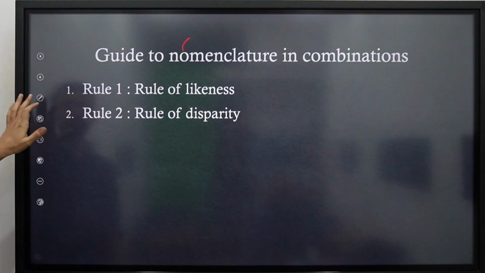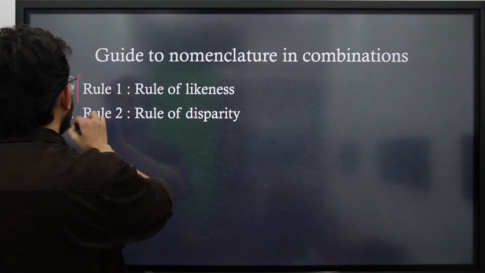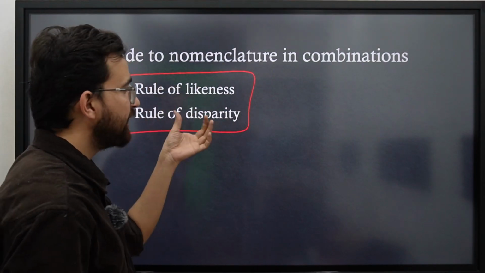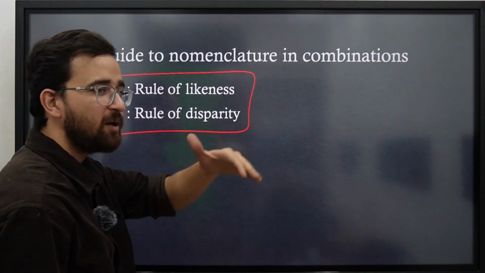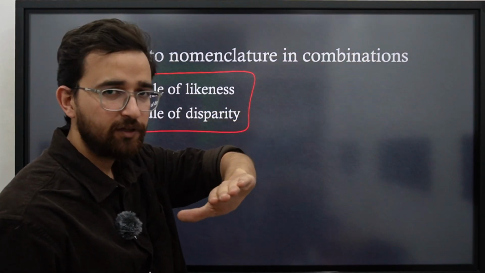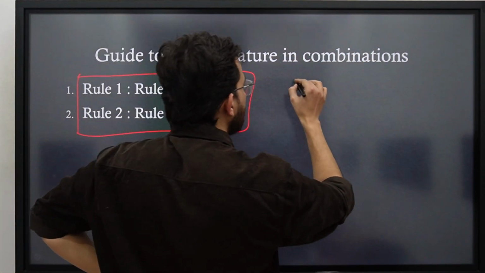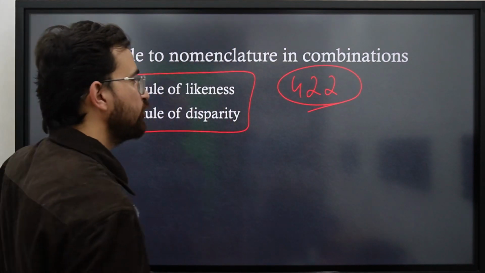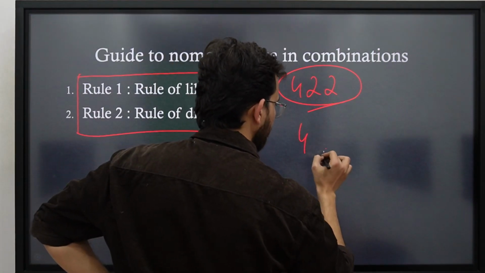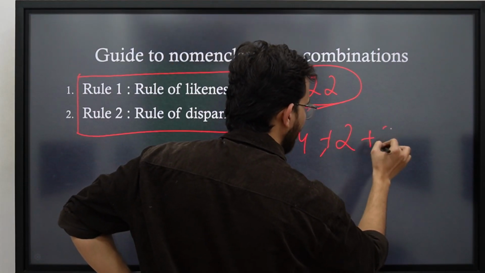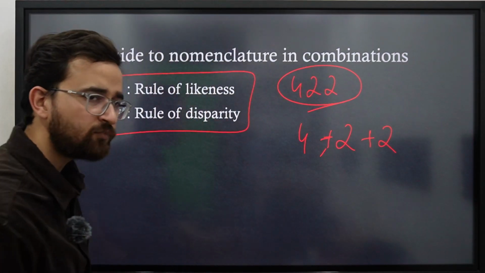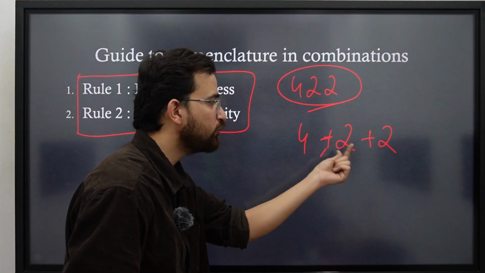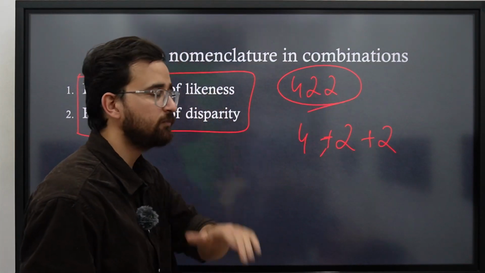Now let us move on. Now I have these 2 rules. Okay, these are not official rules. These are some guidelines that I use to remember how to combine things. Let us say, for example, you have something written like 422. 422 means you have a 4-fold rotation, you have a 2-fold rotation, and you have another 2-fold rotation at least. This is how you denote this combination of a 4-fold rotation, 2-fold rotation, and 2-fold rotation. You write 422. Okay.